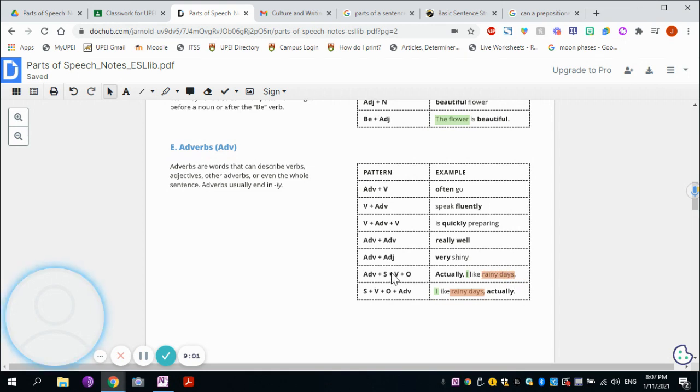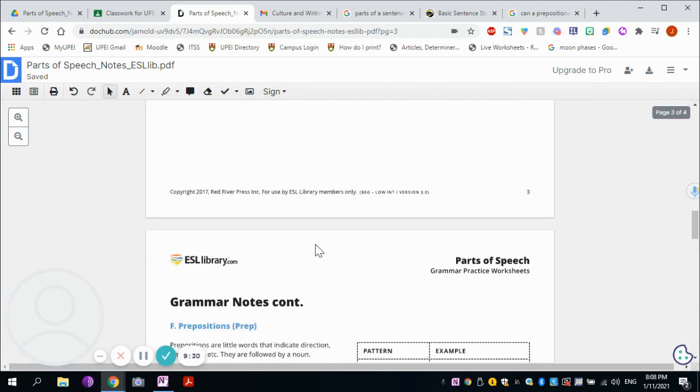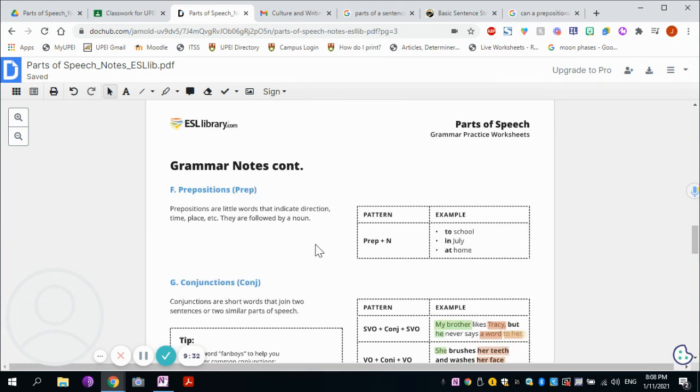So everything has a pattern. The other kind of complicated pattern is subject plus verb plus object plus adverb. But it really has the same meaning as the sentence above. I like rainy days, actually. Subject, verb, object, and adverb.